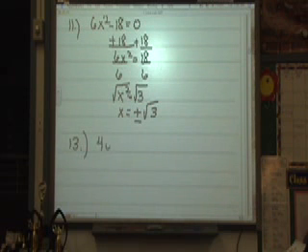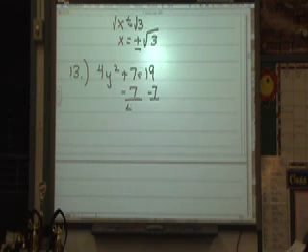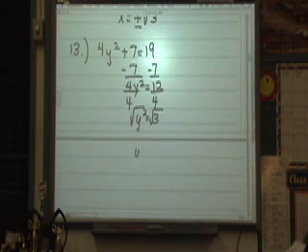Number 13. 4y squared plus 7 equals 19. Isolate the perfect square. Subtract 7. You have 4y squared equals 12. Divide by 4. Y squared equals 3. Take the square root of both sides. Two solutions are y equals positive and negative radical 3.